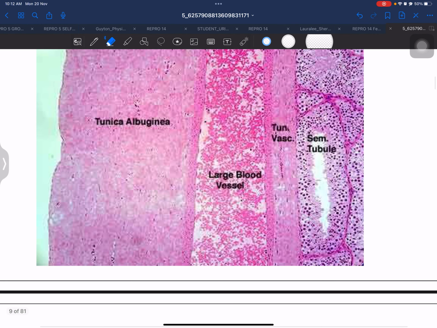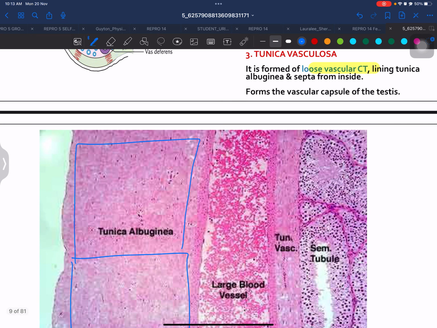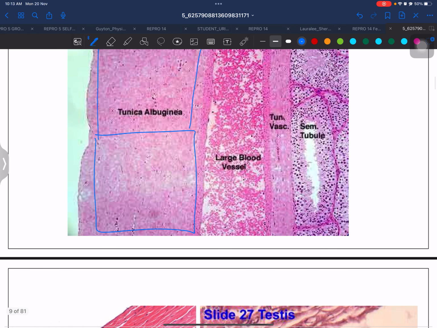Okay, so these are the tunica albuginea, and these are the tunica vasculosa. And these are all the parenchyma. These are the seminiferous tubules, and here we have the Leydig cells, the interstitial cells. Outside the seminiferous tubules we have the interstitial cells.